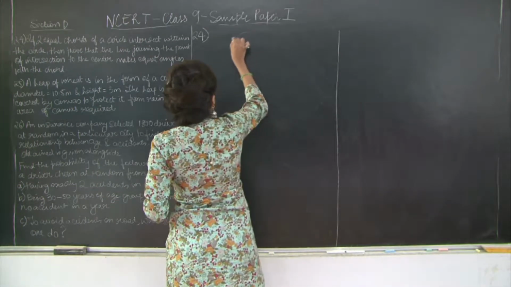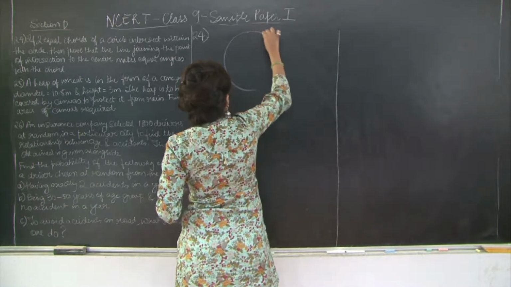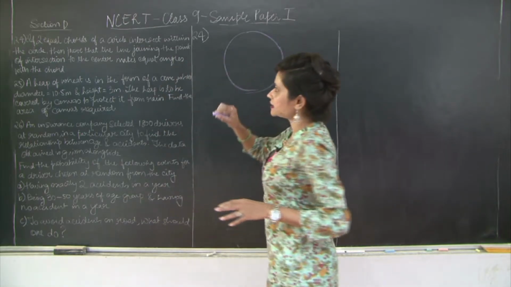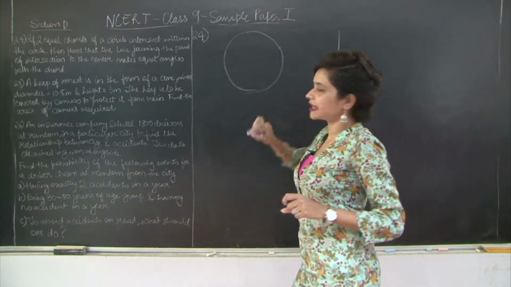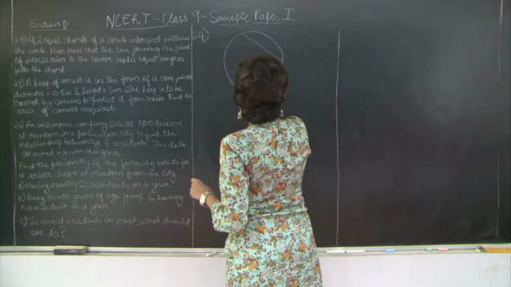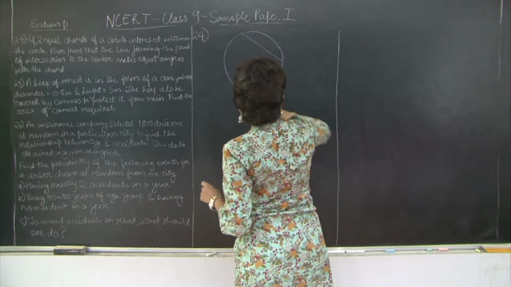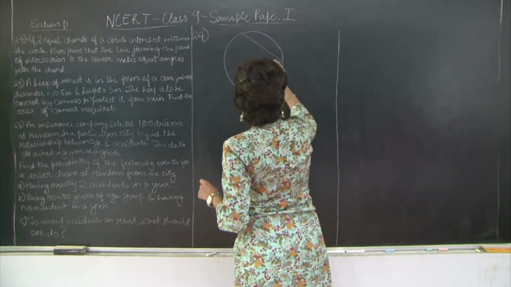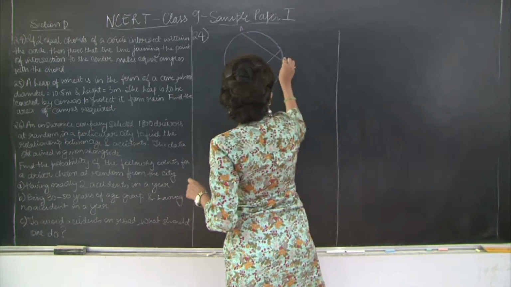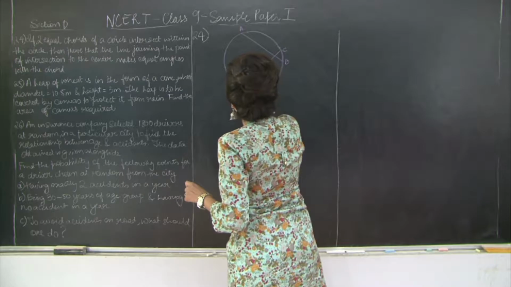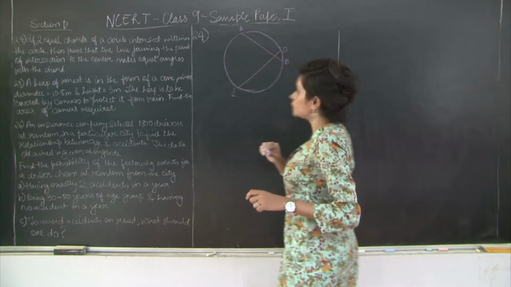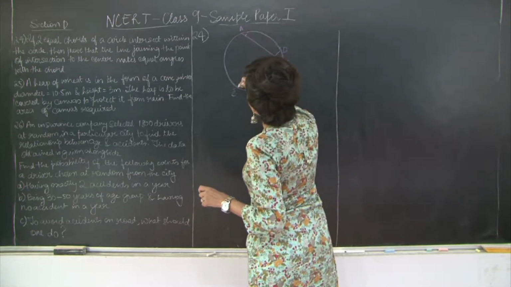So let's say I have my circle here, and what does it say? Two equal chords of a circle intersect within the circle. So let's draw two intersecting chords that look equal to each other. So I have two chords, I'll call them AB and CD, and these both are equal to each other. That means this chord is equal to this chord.